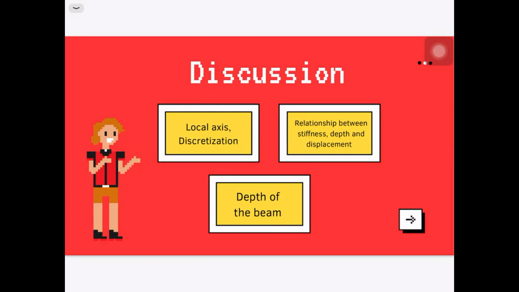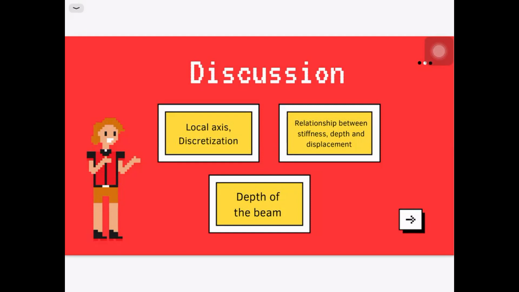And the next is the relationship between the stiffness, depth of the beam and the displacement. As the stiffness of the beam is inversely proportional to the deflection of the beam, which leads to the increasing moment of the column. Therefore, we should use big beams with small columns and vice versa.